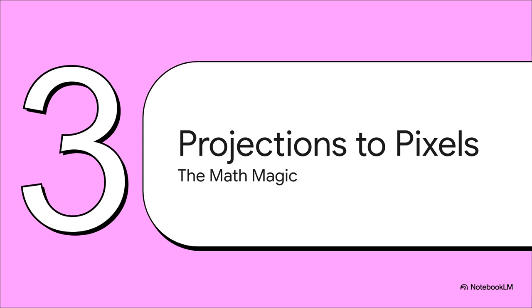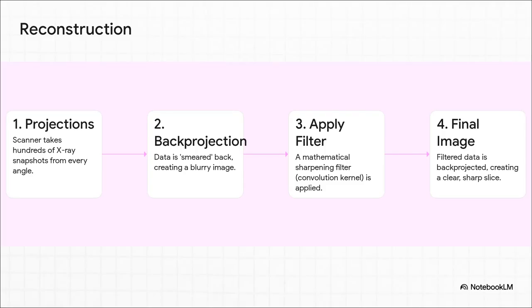Okay, so the gantry spins and the detectors collect just torrents of data. But that data is really just a long list of numbers. So how does it become a picture? Well, this is where the computed in computed tomography takes center stage. It's like a bit of mathematical magic. The reconstruction process is really a four-step journey. First, the scanner captures hundreds of individual snapshots called projections.